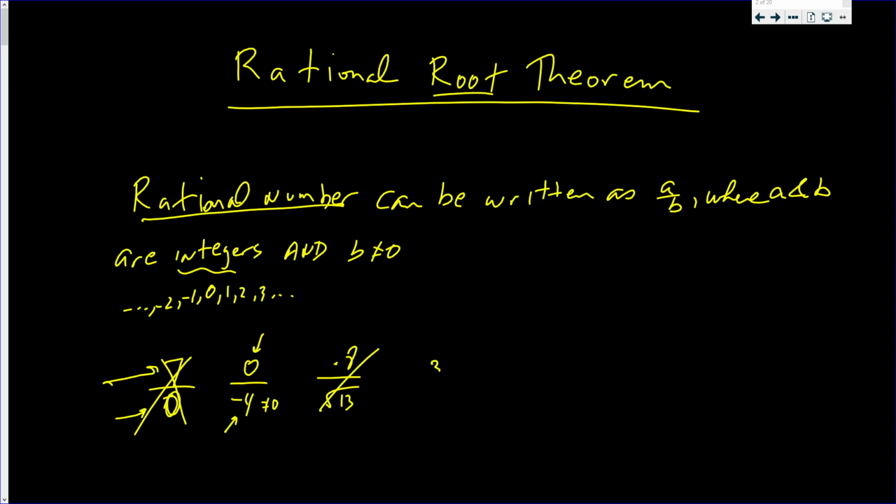However, if you have 3 square root of 7 divided by 13 square root of 7, the top number is not an integer, the bottom number is not an integer, but I can write it this way because that cancels out. And now that's an integer, and the bottom number is not 0. So 3 square root of 7 divided by 13 square root of 7 is a rational number. What rational number? 3 over 13.